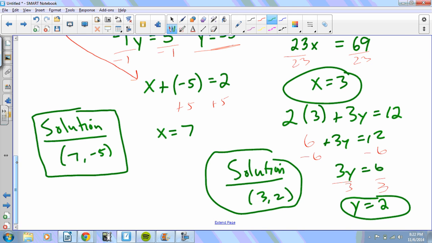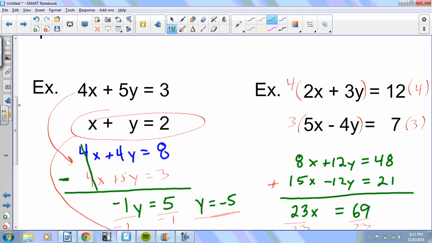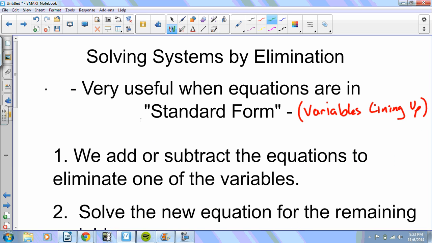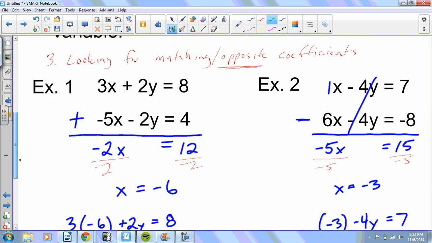So looking back, the process is the same. The only difference here is I have to manipulate things a little more. I have to multiply through to get things to match up. In the previous video, if we look back on that slide really quick, things were already matching up. The 2's and the 4's were already there. So I just had to add or subtract, and we were taken care of. So that's solving by elimination.